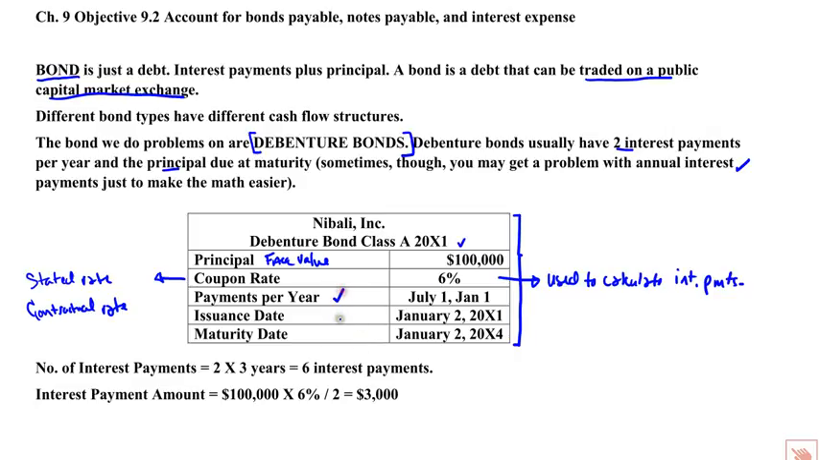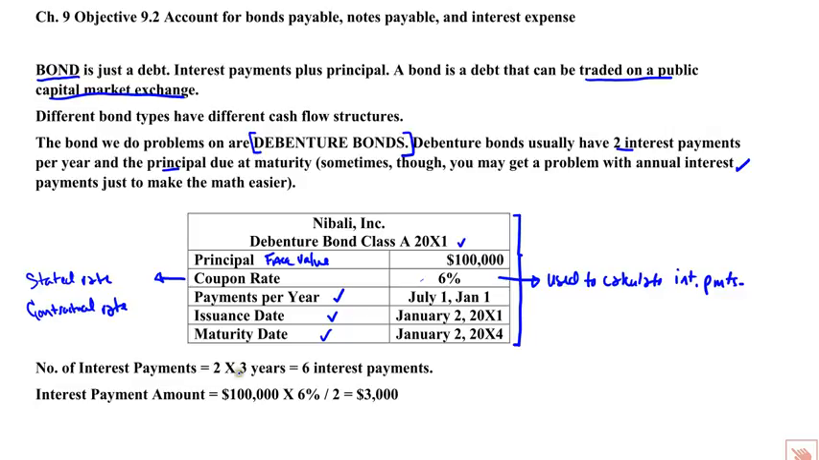Payments per year, there's a July one and a January one. With a bond, payments are always in arrears, which means the interest payments are going to be ordinary annuities. Here's the issuance date and the maturity date. So let's see, all of 2001, 2002, all of 2003. So it's a 3-year bond.